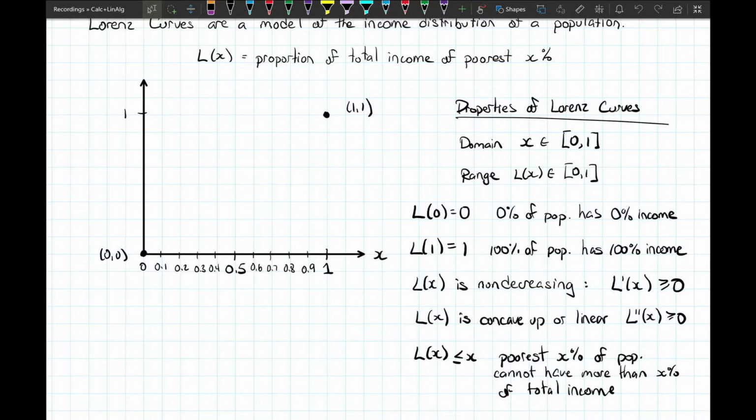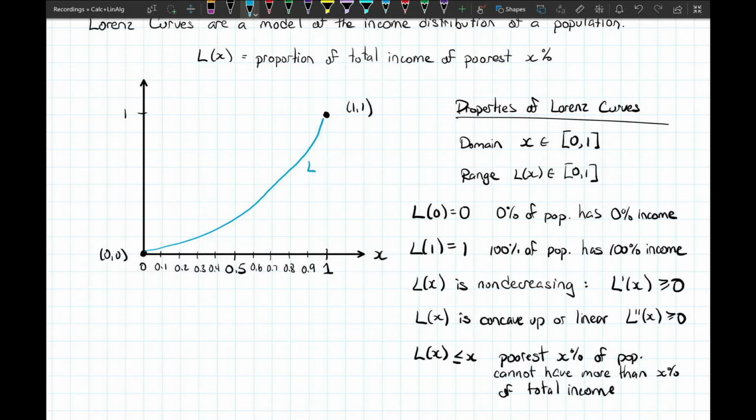So with all of those restrictions in place, you can kind of get a sense of what a Lorenz curve probably looks like. It's always increasing or linear and concave up, and it's always going to lie below the diagonal line, potentially equal to the diagonal line.